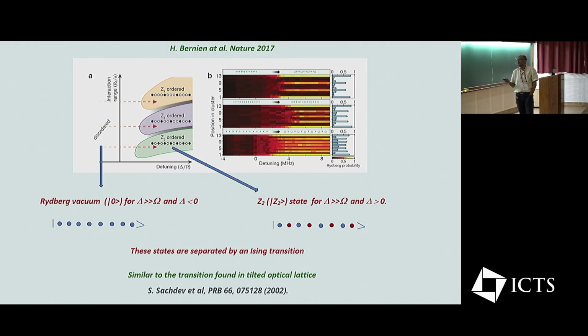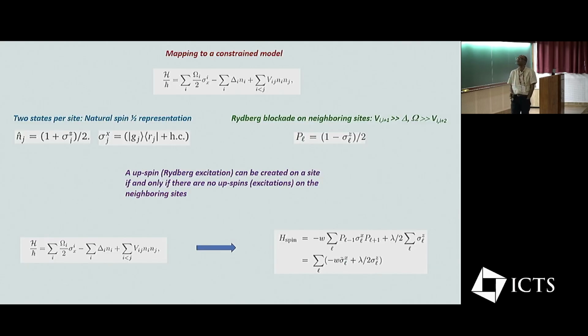Okay, and the Rydberg vacuum is a state at small detuning or negative detuning, where these Rydberg atoms are preferentially in their vacuum state. So these states, one of them breaks a discrete symmetry, the other one doesn't, and therefore these are separated by a transition. This transition happens to be in the Ising universality class because there is a Z2 symmetry involved. And this is very similar to some transitions that we found long ago in tilted optical lattice. The physics is not very different.